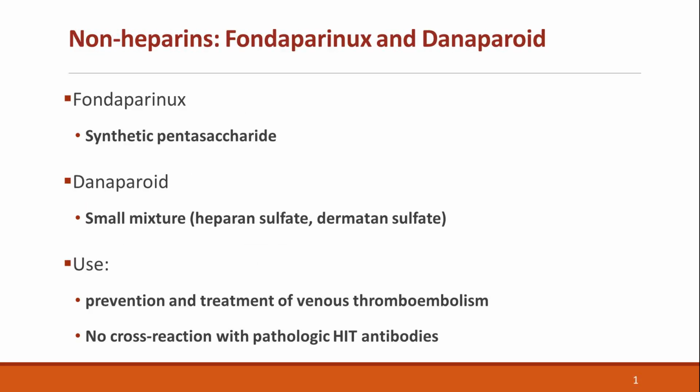Fondaparinux and dinaparoid are non-heparin anticoagulants that primarily act through antithrombin to inhibit factor Xa. Fondaparinux is a synthetic pentasaccharide with highly predictable pharmacokinetics and minimal protein binding, which allows fixed dosing without routine monitoring. Dinaparoid, on the other hand, is a heparinoid composed of glycosaminoglycans and has minimal cross-reactivity with heparin-induced thrombocytopenia antibodies. Clinically, both agents are particularly useful in patients with HIT, where heparin must be avoided. Their role is therefore not just as alternatives, but as safer options in specific high-risk scenarios.